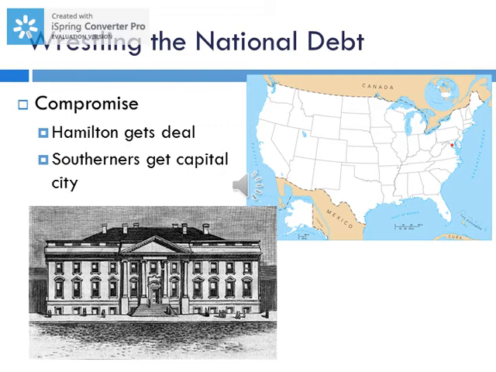Hamilton got his Bank of the United States, and he got the debt deal, and the Southerners got the capital city, the new city named after George Washington, Washington, D.C., the District of Columbia, between Maryland and Virginia in its own little area.